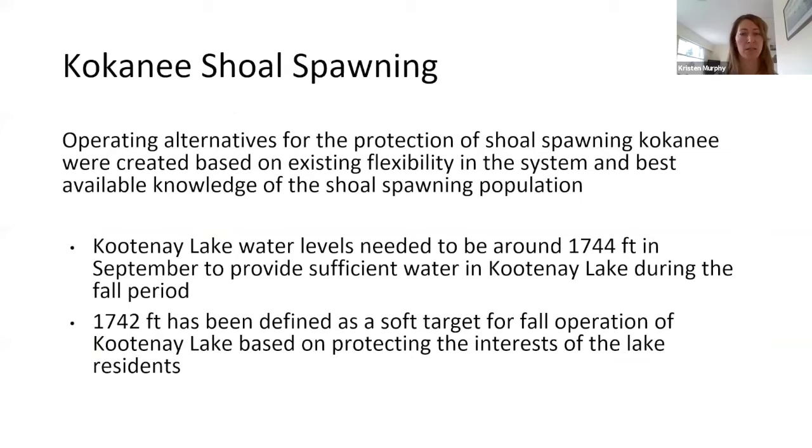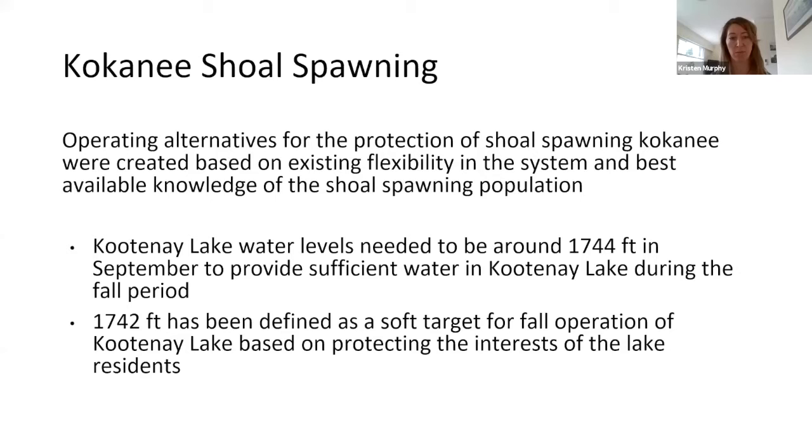We have operating alternatives for the protection of shoal spawning around the lake, and that's based on existing flexibility in the system that we've negotiated with the operators, which includes Fortis and BC Hydro, and the best available knowledge that we have for shoal spawning populations and when they require that water. So for Kootenay Lake, water levels need to be around 1744 feet in September to provide sufficient water during that fall spawning period.